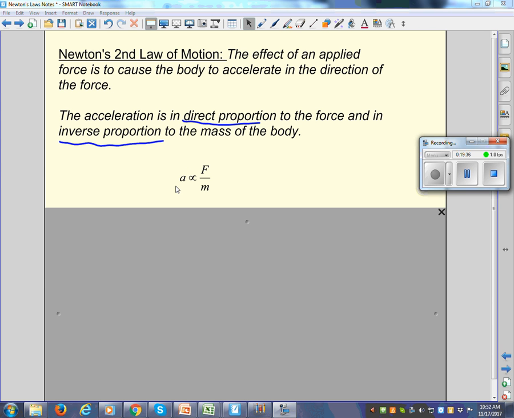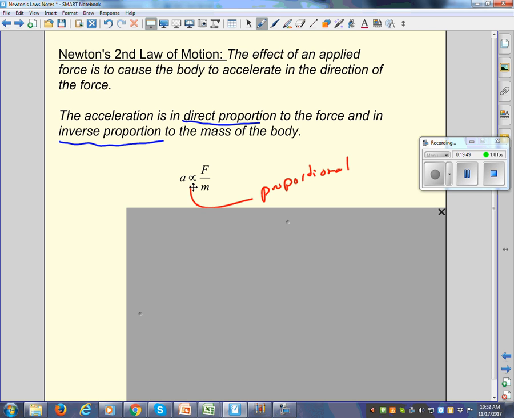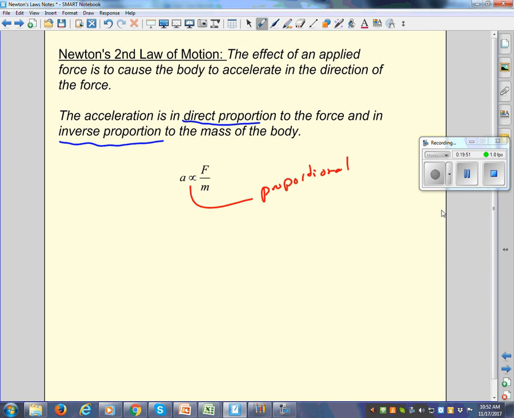So the acceleration is directly proportional to the force and inversely proportional to the mass. This little symbol, weird thing here, means proportional to. Okay? That's what that symbol means. Now we're going to take that and convert it into a law shortly.